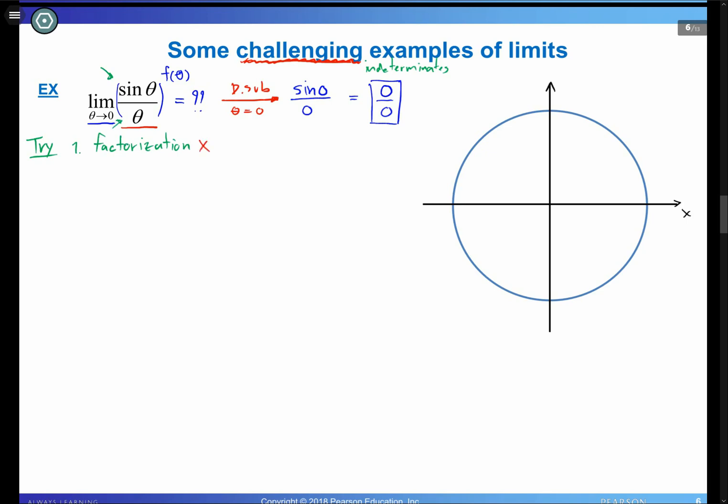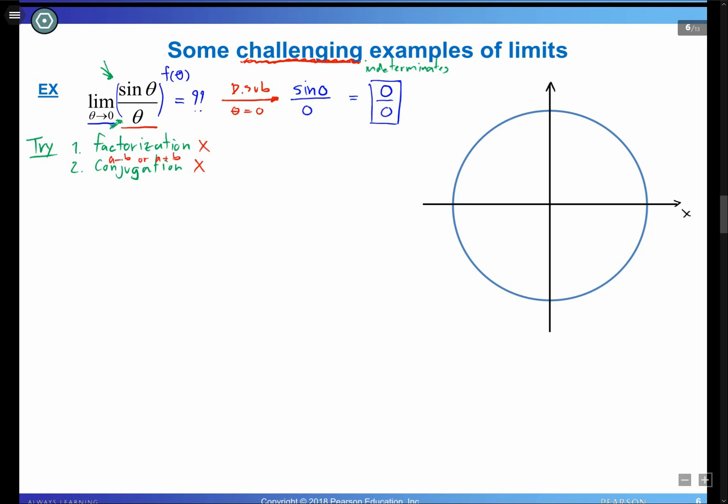Okay. Now, what about conjugation? This is something we know. In order to use conjugation, we must have some patterns. And we are talking about a minus b or a plus b. So we need this a minus b or a plus b to use conjugation. And as you can see, looking at this, no such thing. Just one term for both numerator and denominator. So conjugation is out of the question. It's not going to work.